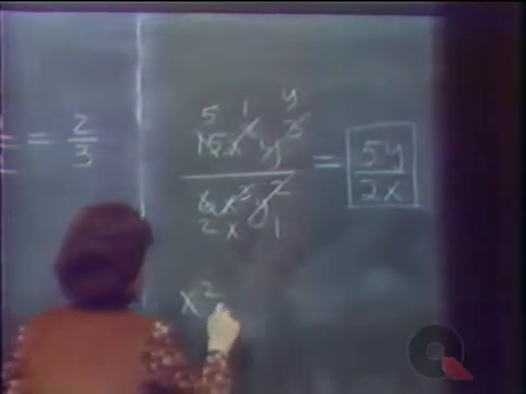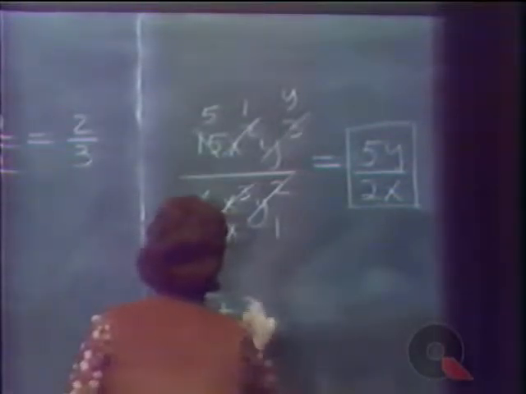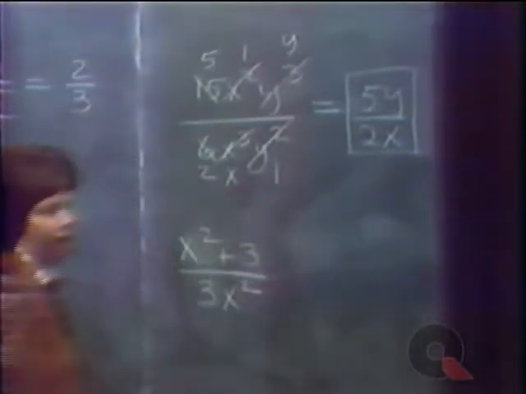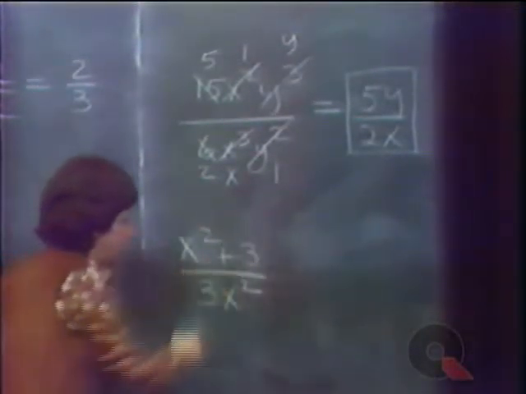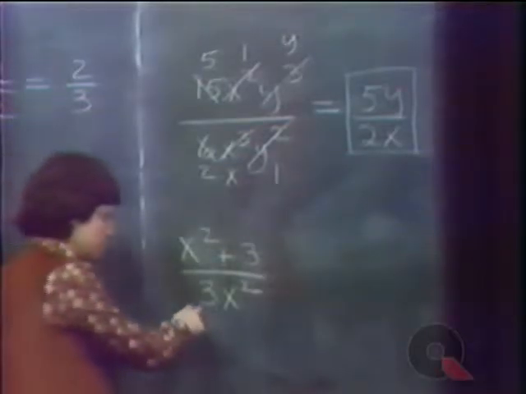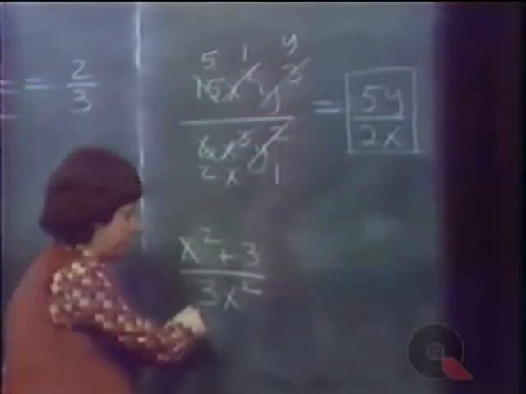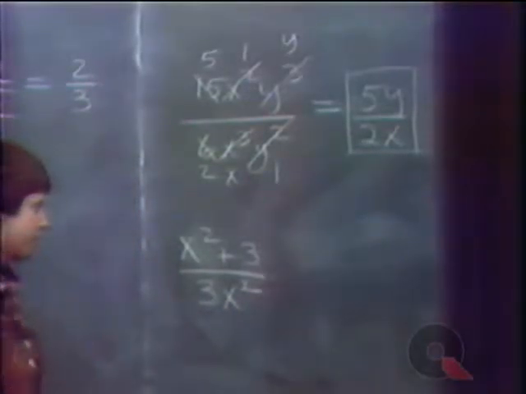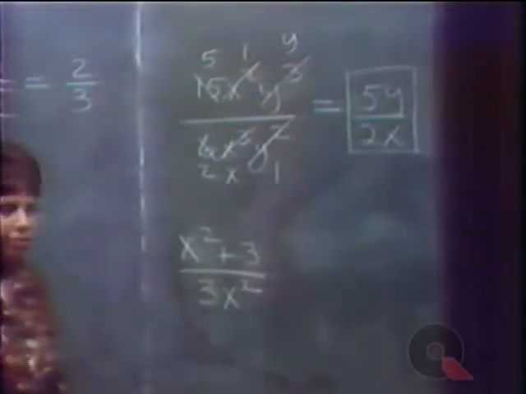X squared plus 3 over 3x squared. Here we cannot cancel the x squareds. We cannot cancel the 3's. It is true that 3 is a factor of the denominator, and so is x squared. In other words, it's 3 times x squared in the denominator. 3 and x squared are factors of the denominator.